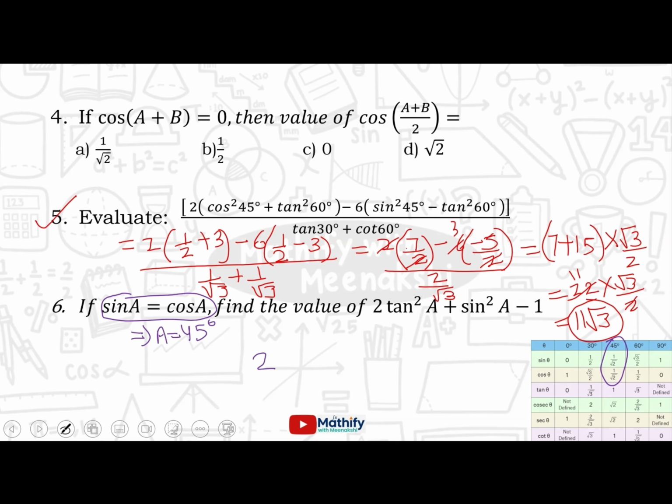Now just put the value of A as 45 degree here. 2 into tan square 45 degree. We know tan 45 degree is 1. That means 2 into 1 plus sine square 45 degree. Again, it's 1 by root 2 square. That means half minus 1. Now, this is 2. 2 minus 1 is 1. 1 plus half, that is 3 by 2. So the final answer is 3 by 2. Let's move to next question.